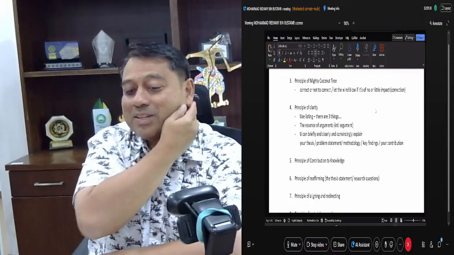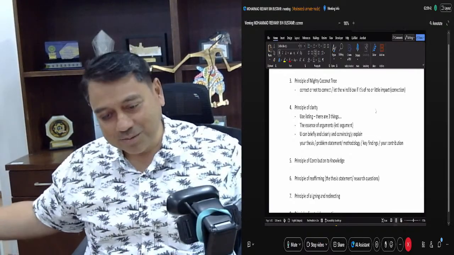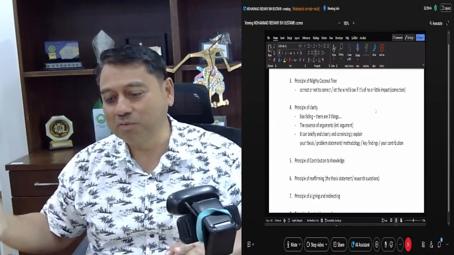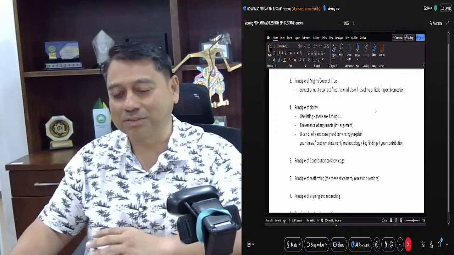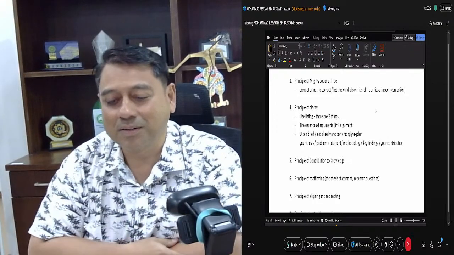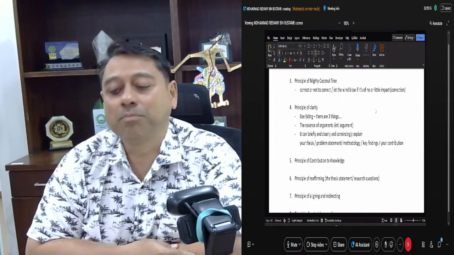So the principle there is mighty coconut tree. You let them attack whatever they want to attack, right? Is coconut tree, when the big wind blows, it will come back, standing straight, standing strong, standing like a coconut tree. So let the wind blow if it's no or little impact.